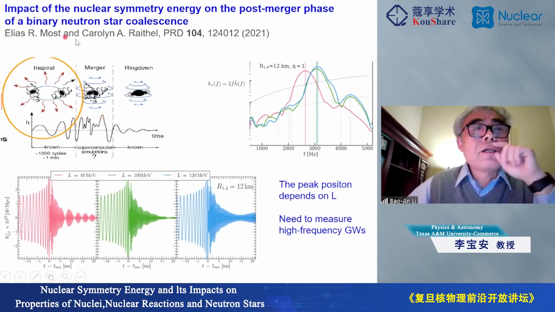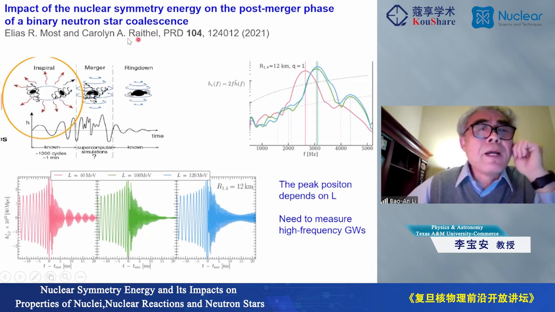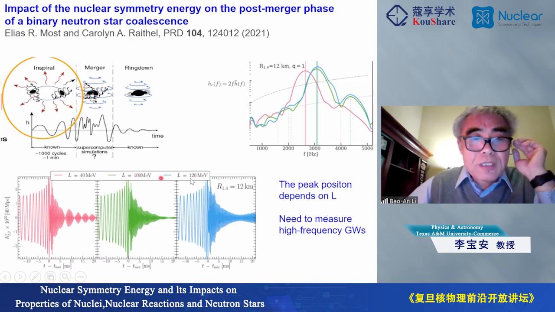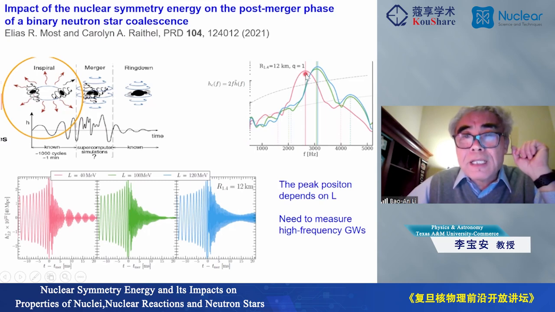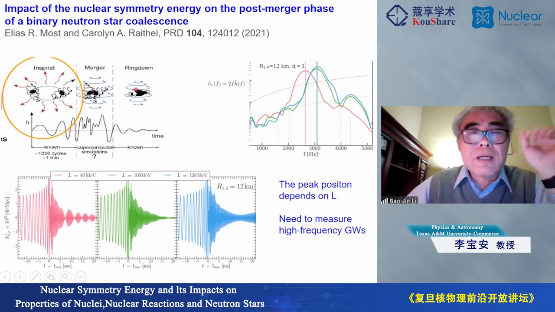But people now at Princeton saw that this high frequency gravitational wave strain amplitude at final time depends on the slope parameter you use in constructing your equilibrium state. This is an example for a binary with the same mass, assuming each neutron star has a radius of 12 kilometers. They also saw that the so-called characteristic frequency of gravitational waves has this peak, and the location of the peak has appreciable dependence on the slope parameter one uses. So in order to study the phase transition and other interesting physics, one needs to know the symmetry energy in this slope parameter.